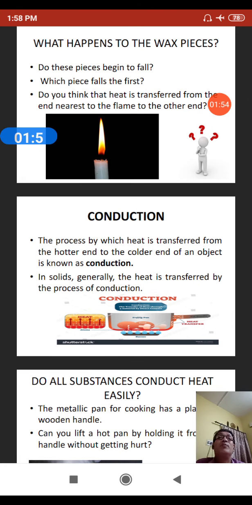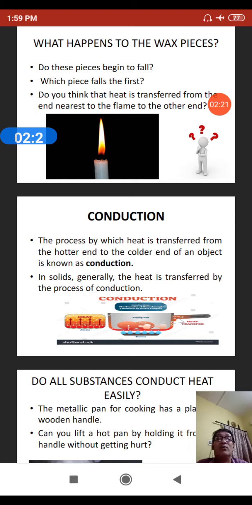Here you will see the heat will be transferred from the hotter end of the rod to the colder end, and while it is passing, the wax will melt due to the heat. So this very process by which heat is transferred from the hotter end of a solid medium to the colder end of that solid object is called conduction.